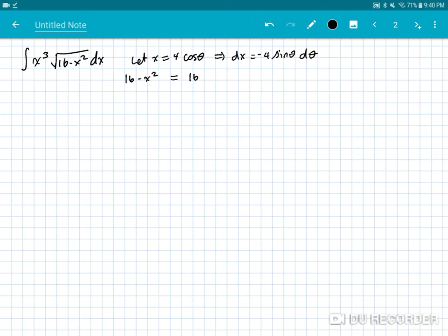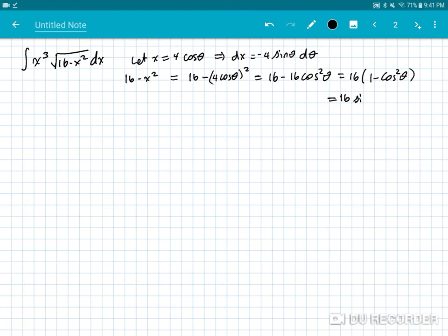16 minus (4 cosine theta) quantity squared. This gives you 16 minus 16 cosine squared theta, which is 16 times 1 minus cosine squared theta, which equals 16 sine squared theta. Let's put that here.